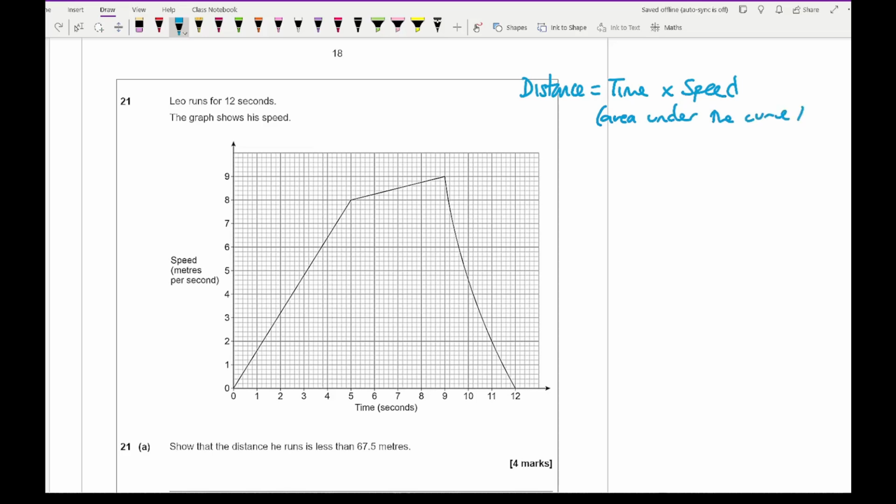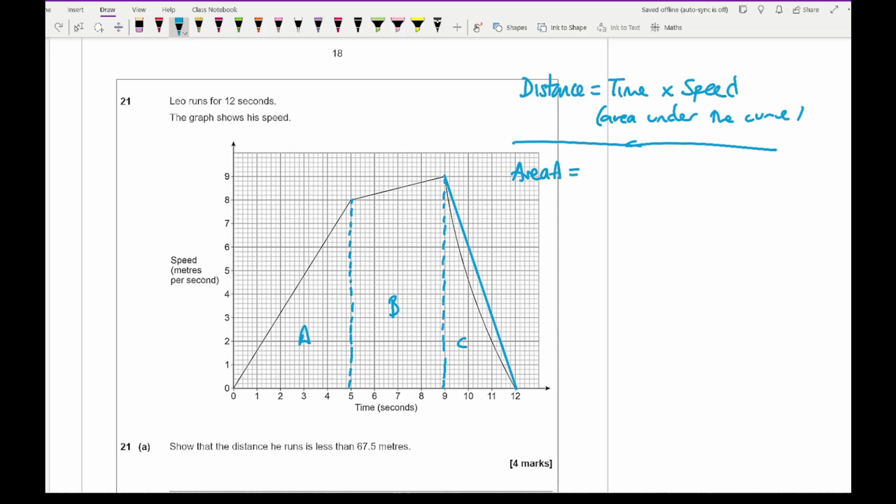So looking at this particular shape, I can see that I've got three main shapes. The first one, which I'm just going to label A, is a triangle. The second stage is a trapezium, which I'm going to label B. And then for C, I've got this curve, but the closest shape to that is going to be a triangle. So if I just draw a straight line from 9 seconds all the way up to 12, I can then have a decent attempt at estimating what the area is going to be, or the distance between 9 and 12 seconds.